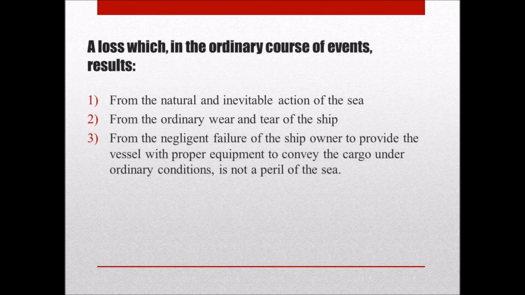A loss which, in the ordinary course of events, results first from the natural and inevitable action of the sea, second from the ordinary wear and tear of the ship, or third from the negligent failure of the ship owner to provide the vessel with proper equipment to convey the cargo under ordinary conditions, is not a peril of the sea. Such a loss is rather due to what is called perils of the ship. In such a case, the insurer does not undertake to insure against perils of the ship.